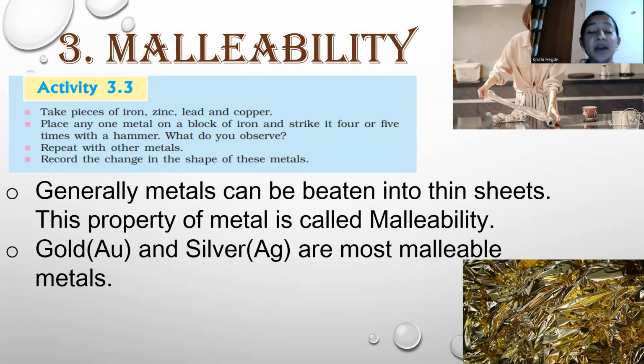Gold and silver are most malleable metals. Because of this, gold and silver are widely used in jewels also. In jewels, whenever they are making necklaces or any other ornaments like anklets and all, it should be converted to sheet also. Earrings and all, it should be converted to sheet also. So malleable property of gold and silver help them to convert them into various shaped ornaments.